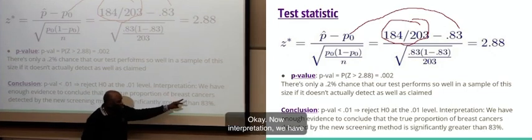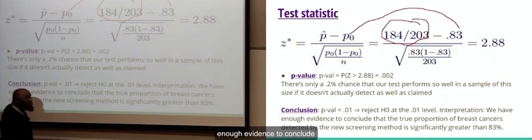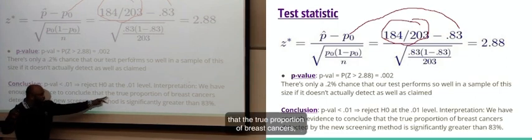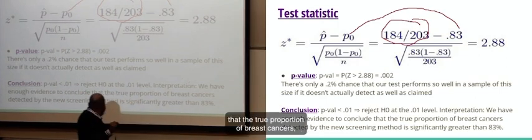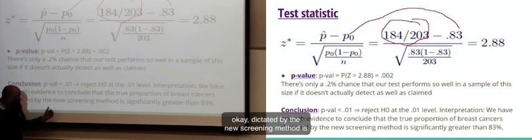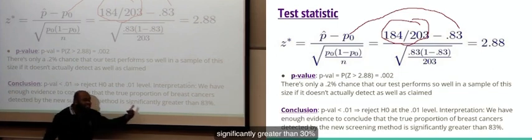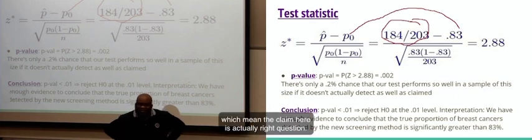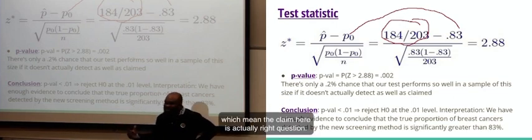Okay, now interpretation. We have enough evidence to conclude that the true proportion of breast cancers detected by the new screening method is significantly greater than 83%. So which means the claim here is actually right. Any question?